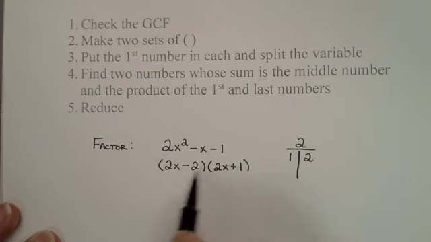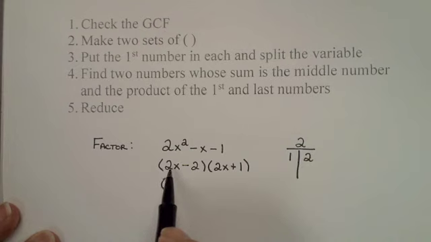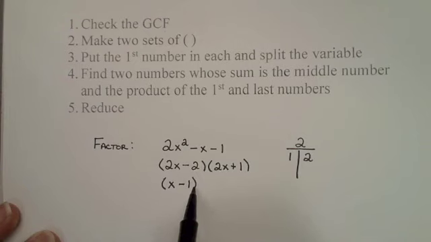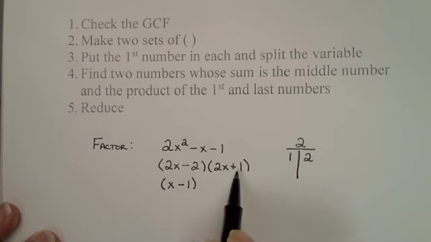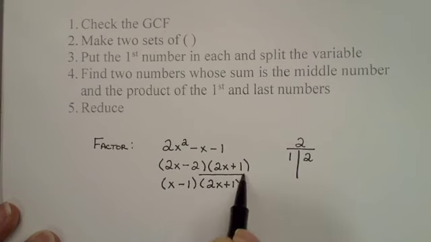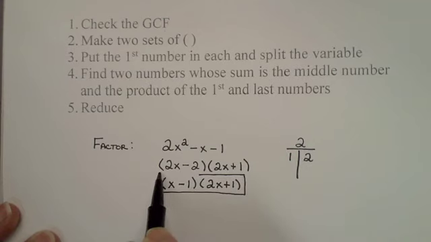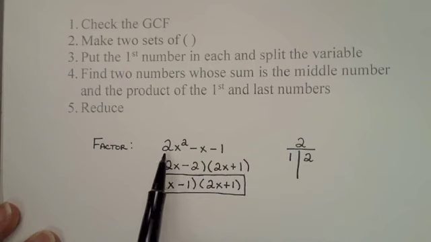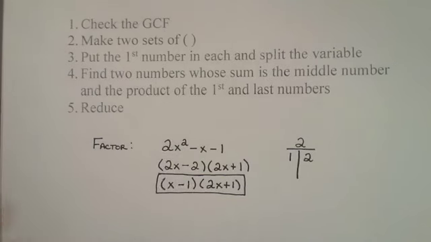I need to reduce. Is there a number that will go into both of these? Yes, 2 will go into both of these. 2x divided by 2 is x. Negative 2 divided by 2 is negative 1. Is there a number that will go into both of these? No, so that one stays the same. There's how you factor a trinomial with a leading coefficient greater than 1.